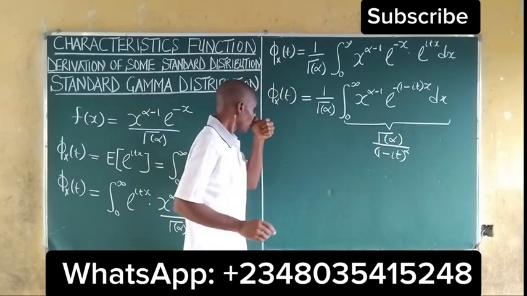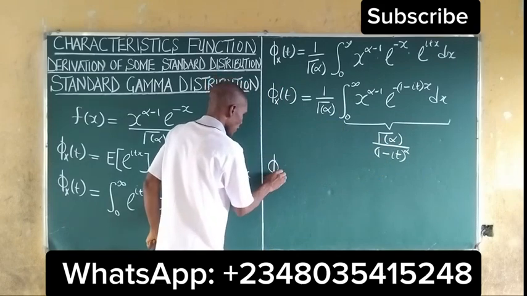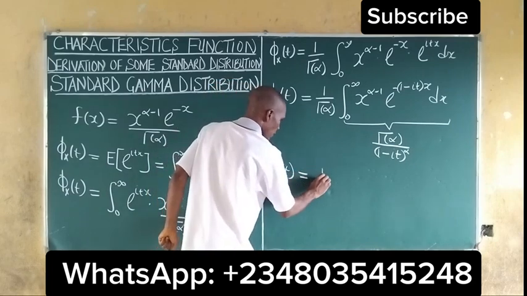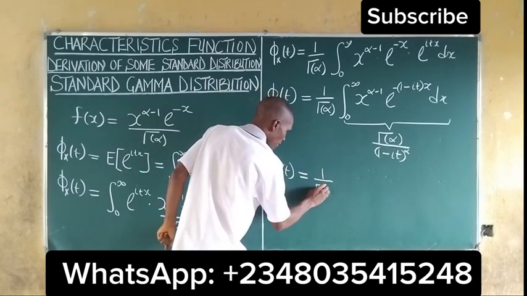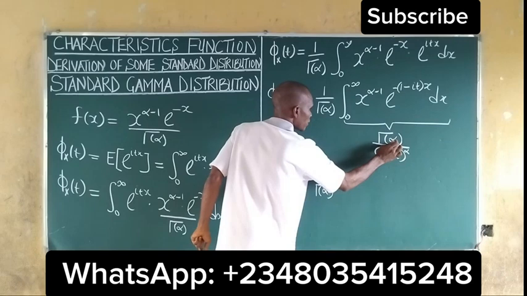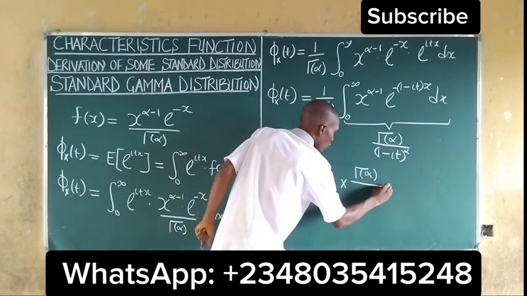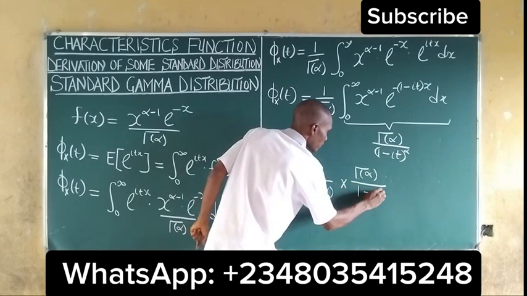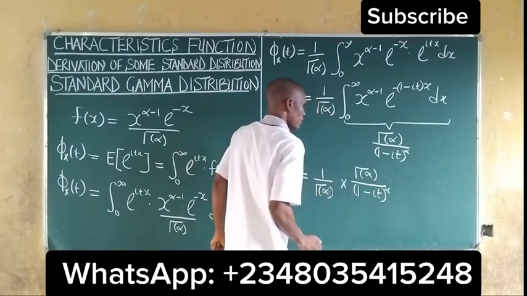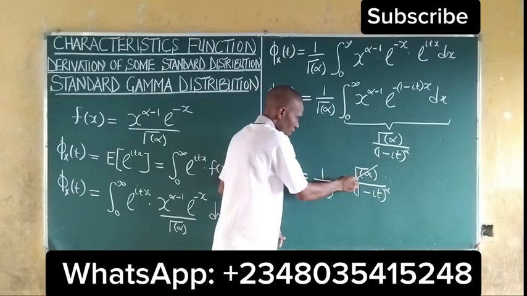The next thing to do is to rewrite our characteristic function. So our characteristic function of x will be equal to 1 all over the gamma function multiplied by the whole of this, which is the gamma function all over 1 minus it, raised to alpha. Of course, the gamma functions will cancel.